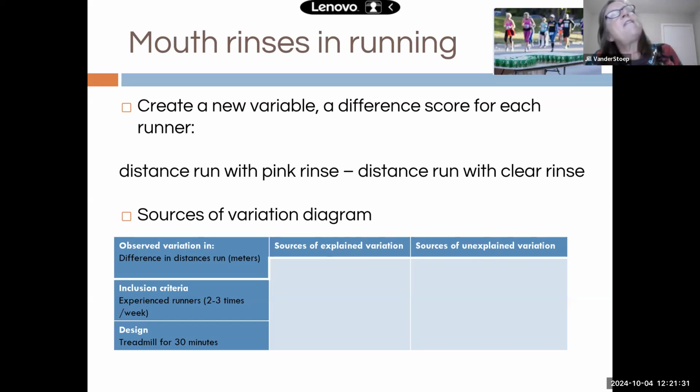So with all that variability in the distances run, are there any sources that might explain why some distances are longer than others? So go to your chat and don't hit enter, but are there things that might explain why the distances are so different? Because everyone's not going to run the same distance in those 30 minutes. So what are some things or some sources that might explain why the distances are so different? And go ahead and hit enter.